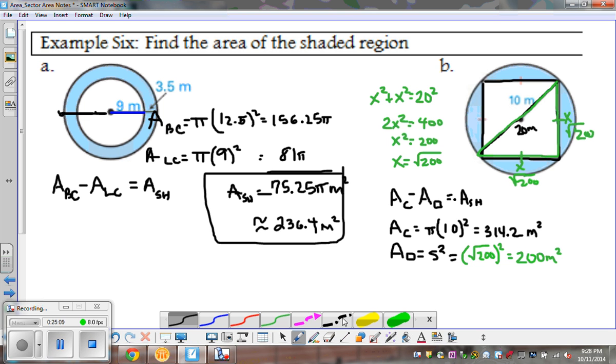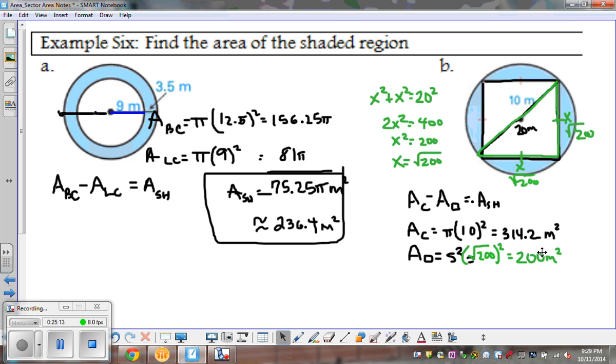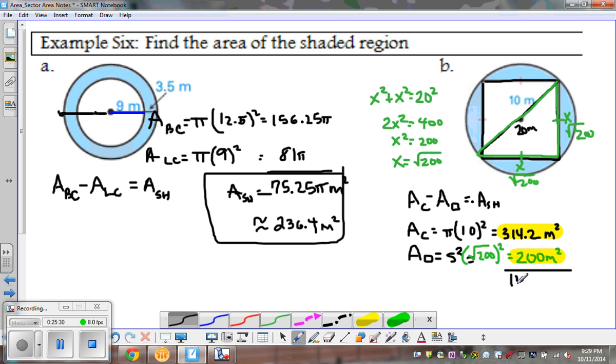Let me move this over a little bit, line those up a little better. To find the area of my shaded region, I take the area of my circle, which is here, and subtract off the area of my square, which is there. When I subtract those off, I get 114.2 meters squared. So that is going to be the area of my shaded region.